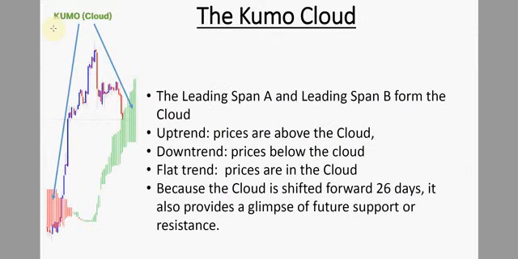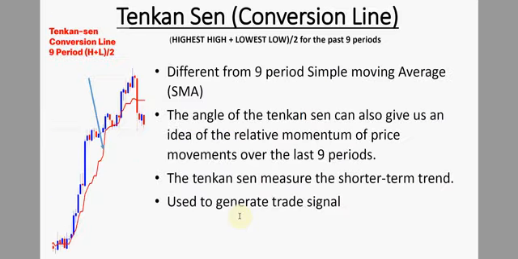Okay, the Kumo is the main part of the Ichimoku system. So between the leading span A and B, you have the Kumo. Uptrend is when the price is above the Kumo, downtrend is when the price is trading below the Kumo, and when the price is inside the Kumo, it's a flat trend. There's no trend. Because the Kumo, or the cloud, is shifted 26 days forward, it provides a glimpse of future support and resistance. Let's quickly look at it.